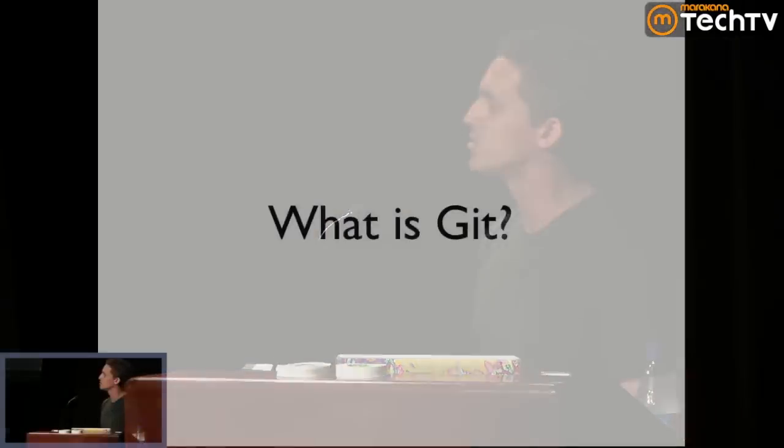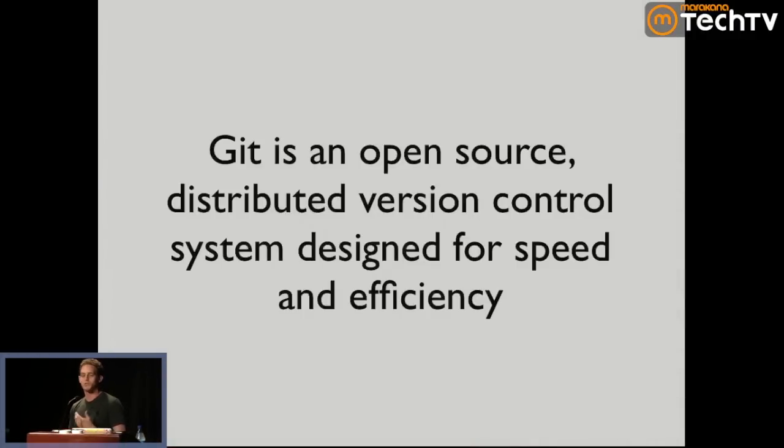OK, so what is Git? Git is an open source distributed version control system designed for speed and efficiency. That is the sort of official line of Git, right? But there's a couple important things in here.